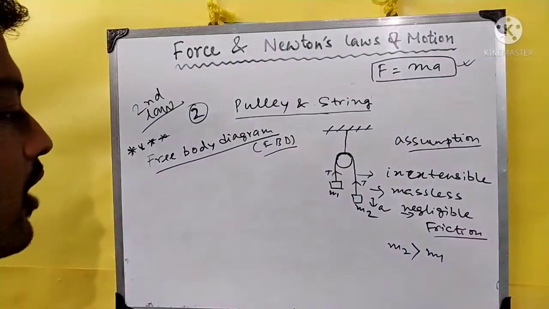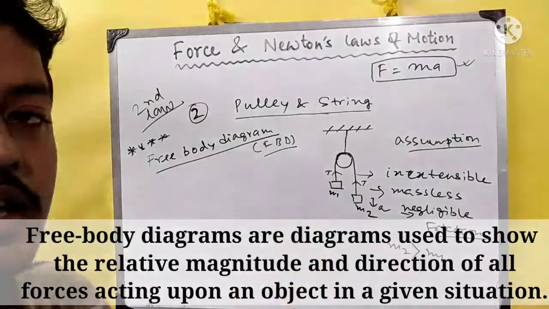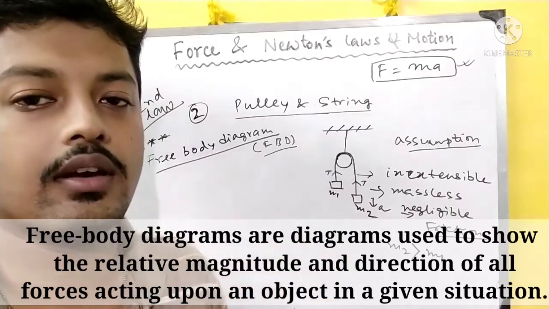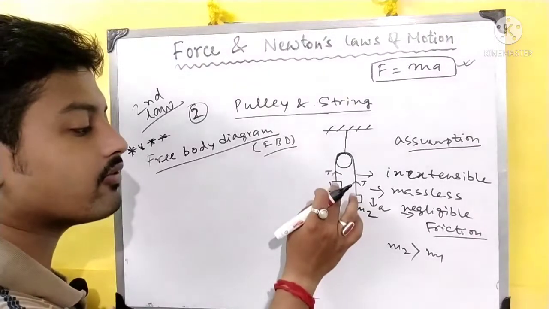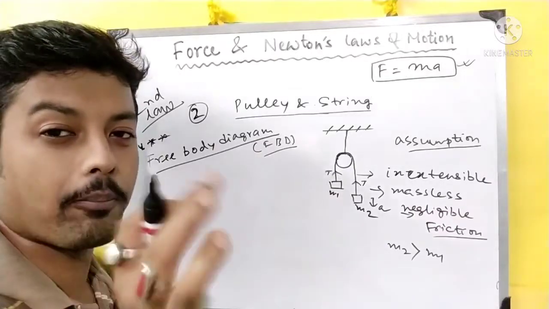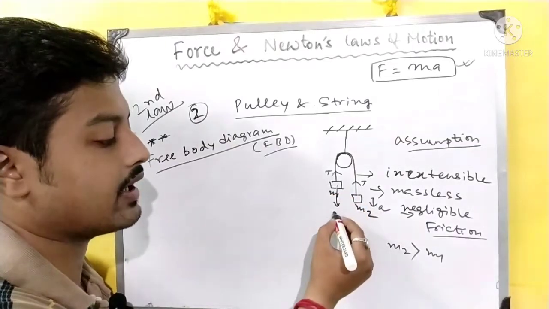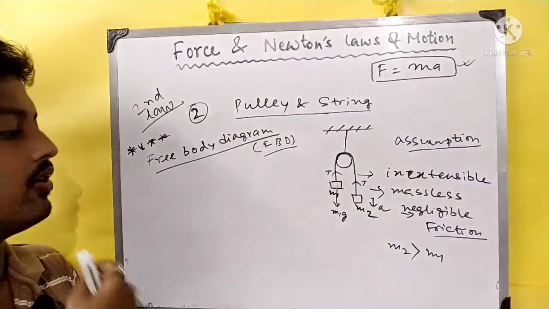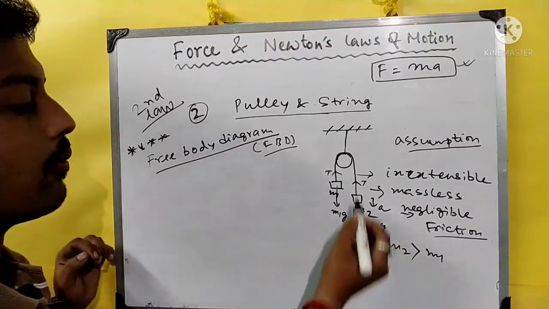What happens in FBD? In a free body diagram, the forces which are acting on each of the bodies, you have to express in a linear, directional manner, and you have to consider this body as a point mass. So first let's see what forces are acting on this body. The downward force is m1g, and the upward force is tension. In this body also there is a downward force m2g and an upward force tension.